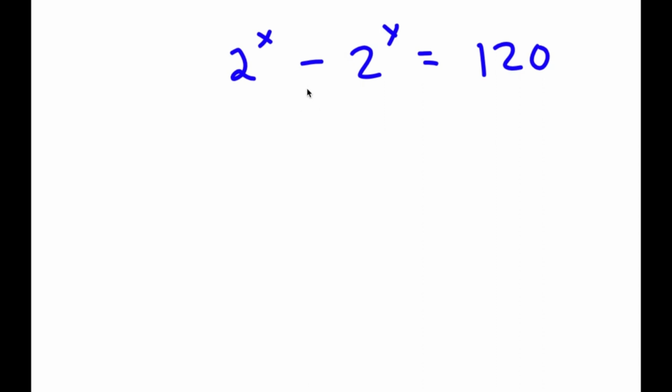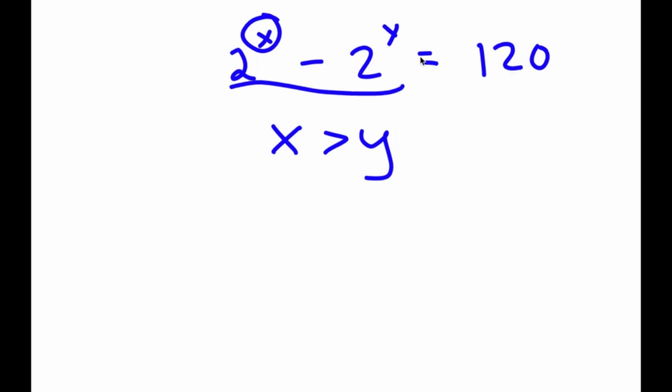Alright, so in this problem, I have 2 to the power of x minus 2 to the power of y is equal to 120. So just looking at this problem, we can see that x is going to be greater than y. And this is because if x were less than y, then this would result in a negative number. But because x is greater than y, it's going to equal a positive number.